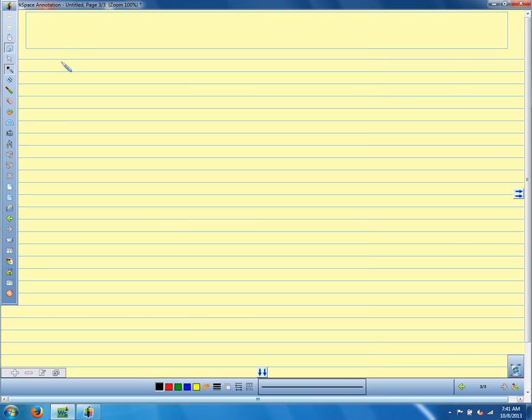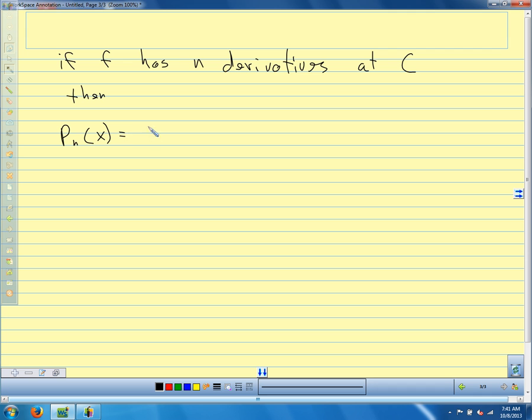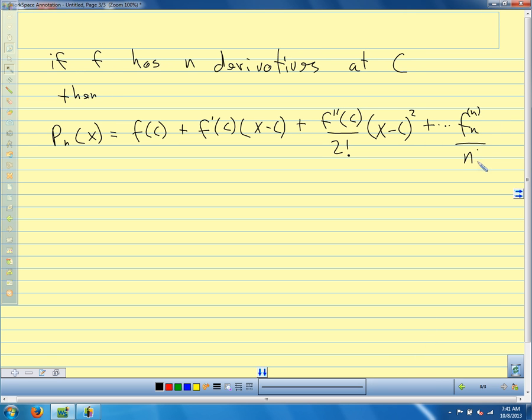All right. So if our function has n derivatives and we're interested in our particular point c, then we can say, in general, our Taylor polynomial expanded about x equals c is f of c plus f prime of c times x minus c plus f double prime of c over 2 factorial times x minus c squared plus dot dot dot all the way to the nth derivative over n factorial times x minus c to the n.